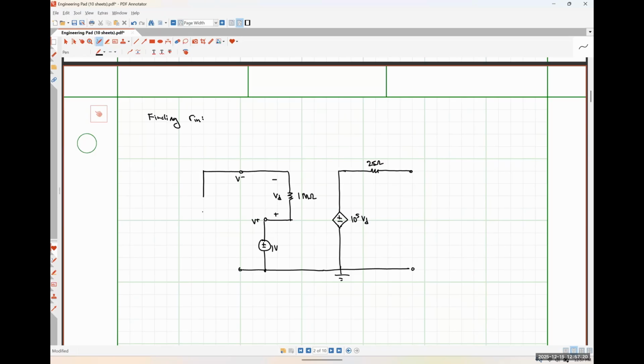Here's my 5 kilo ohm resistance. Here's my output voltage for what it's worth. I'm not going to put a resistor across the output terminals because to calculate the input resistance, we leave those guys open circuited. Here's my feedback path.